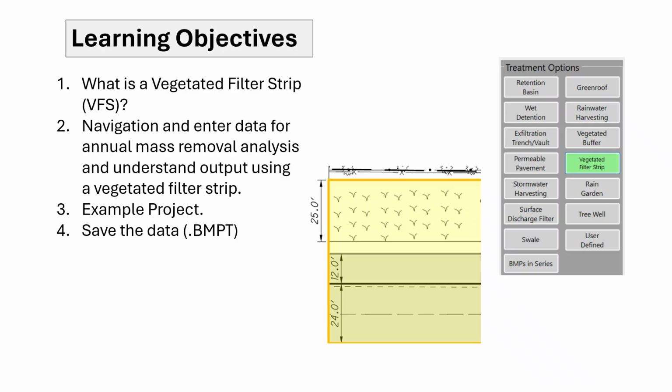From there, you will learn how to navigate the analysis tool, enter data for an annual mass removal analysis, and interpret the output results. We will work through an example project together, and you will also learn how to save your data using the .bmpt file format.